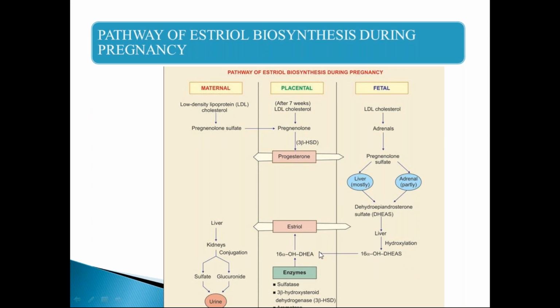This 16 alpha hydroxy dehydroepiandrosterone sulfate goes to the placenta, and with the action of the enzymes sulfatase, 3-beta hydroxysteroid dehydrogenase, and aromatase it is converted into estriol. Therefore, this 16 alpha hydroxy dehydroepiandrosterone sulfate, which is synthesized and secreted from the fetal unit, is transferred to the placenta, and by the action of sulfatase, aromatase, and 3-beta hydroxysteroid dehydrogenase enzymes is converted into estriol. This is the major pathway of biosynthesis of estrogen in pregnancy.